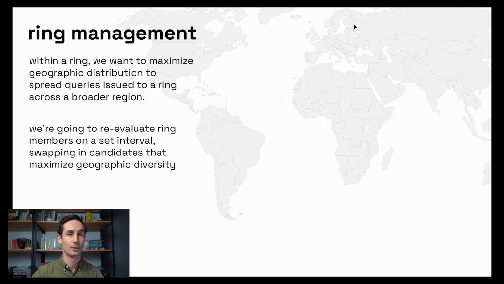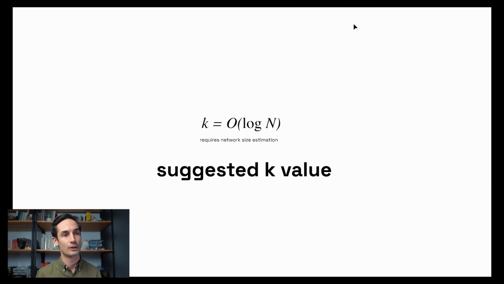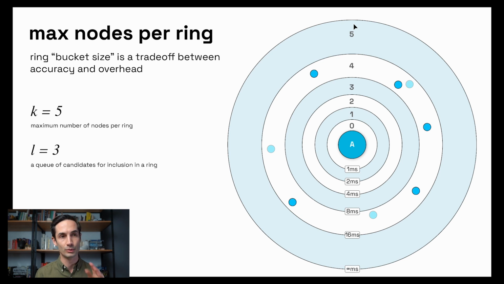Ring management. So you're going to do latency probes. You're going to find a whole bunch of peers. You're going to put them into rings. But then inside of that set of candidates, you're going to do everything you can to maximize the geographic distribution to spread queries across within a ring. So going back to ring 4 here, you really want those 5 nodes that you've chosen to represent the widest range of geographies you can possibly get. Again, you only have the latency number to work with here.